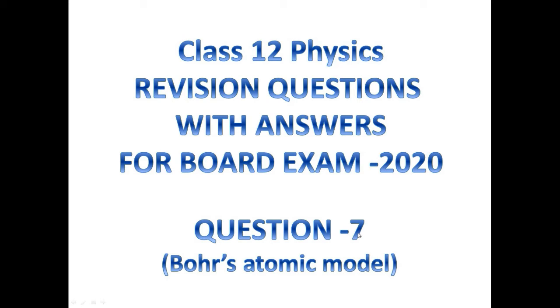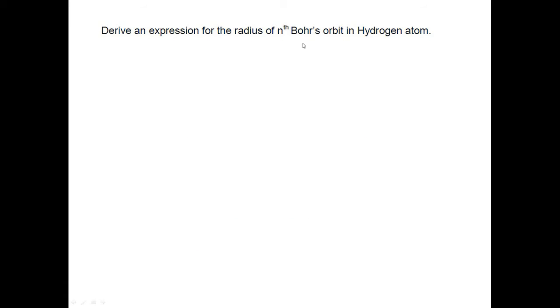Question number 7 is regarding Bohr's atomic model. This is the question: Derive an expression for the radius of nth Bohr's orbit in hydrogen atom. This question is from the sample paper for 2 marks. Okay, now we will go to the solution part of it.